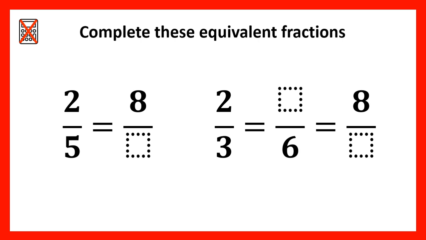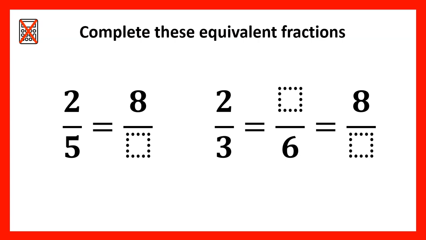Complete these equivalent fractions. Equivalent fractions have the same value even though they may look different and have different numbers for the numerator and denominator. We can find equivalent fractions by dividing common factors from the numerator and denominator. Dividing and making the numbers smaller is called simplifying and was covered in the previous video.